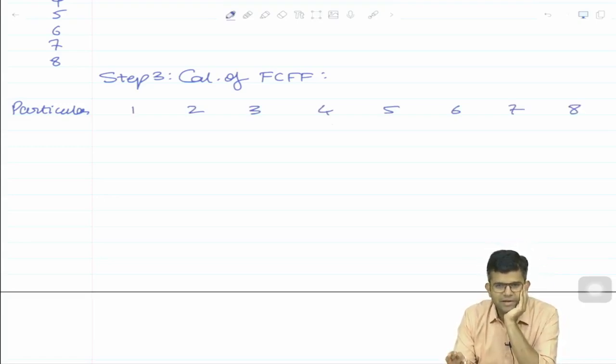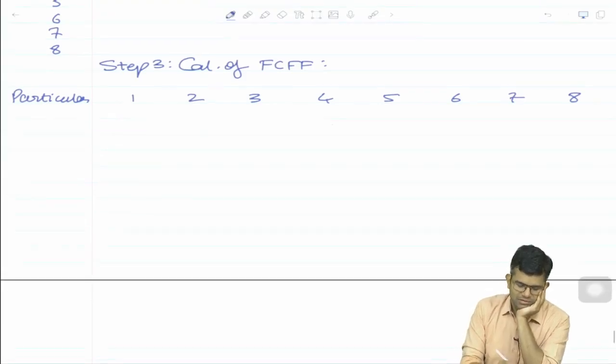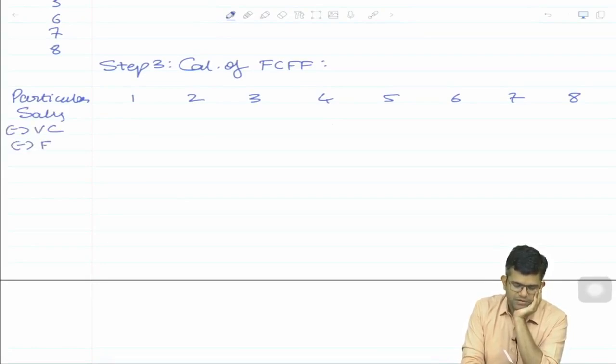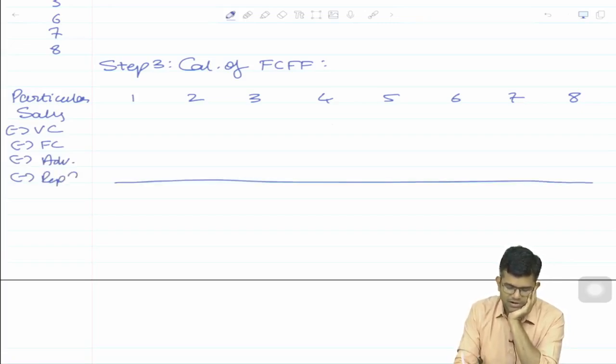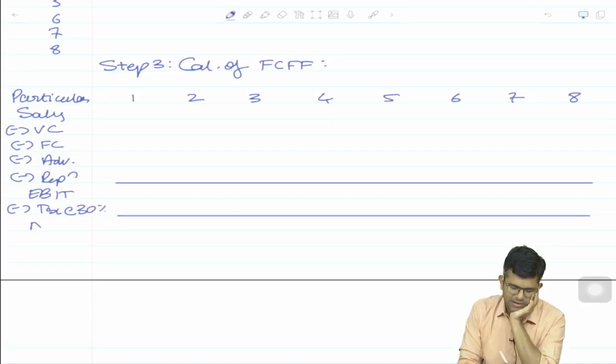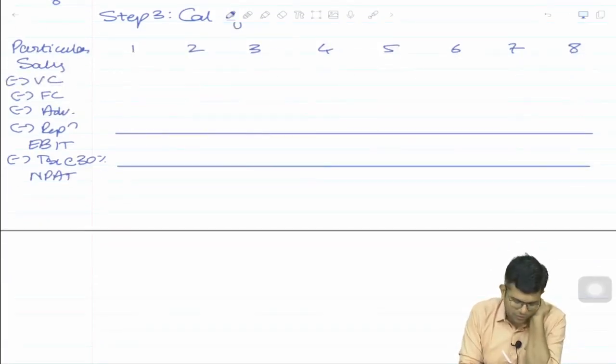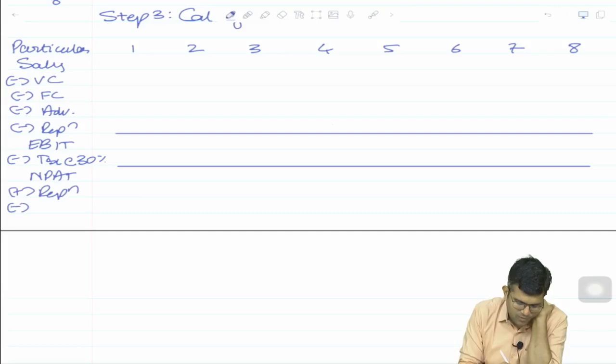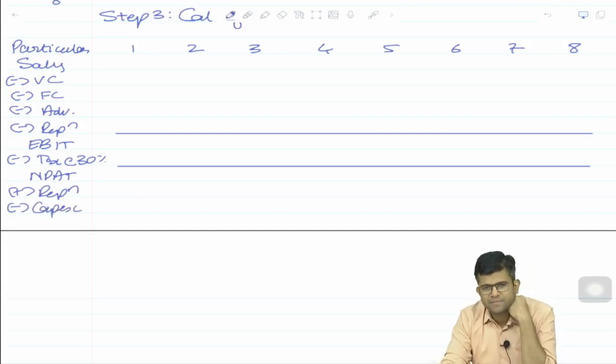Now it is okay. Everyone ready? Now listen. There will be sales, there will be variable cost, there will be fixed cost, there will be advertisement cost, there will be depreciation, and then students, once you get depreciation, you will have EBIT, you will subtract tax. What is the tax rate? 30%. You will get NPAT. In NPAT, you will add depreciation, you will subtract capital expenditure. Where is capital expenditure given? Don't search the question. Wait.